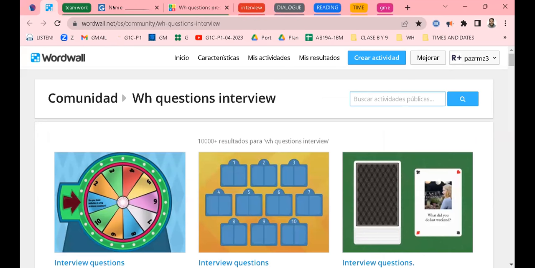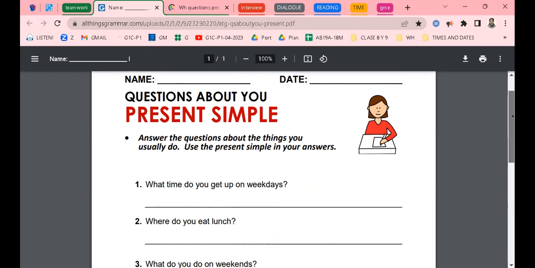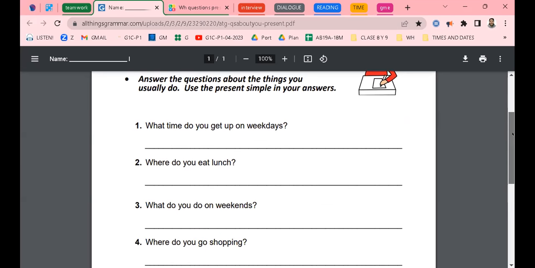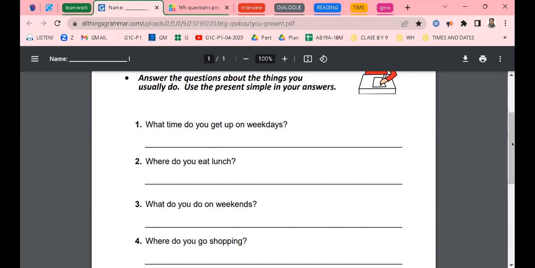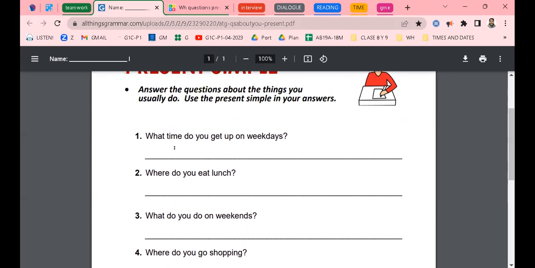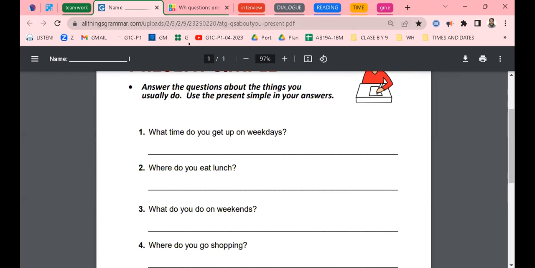Okay, so now we will continue. Let me see. We have some pending activities. And based on that, we will continue with some activities related to the double H questions, to the topic that we studied yesterday. And we're gonna have a discussion right now. So tell me, guys, what time do you get up on weekdays? Daniel, tell me. I get up 5 a.m. Okay.